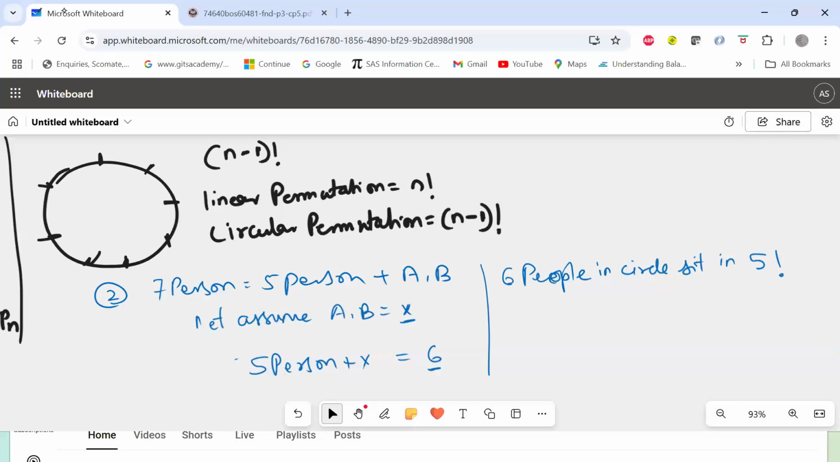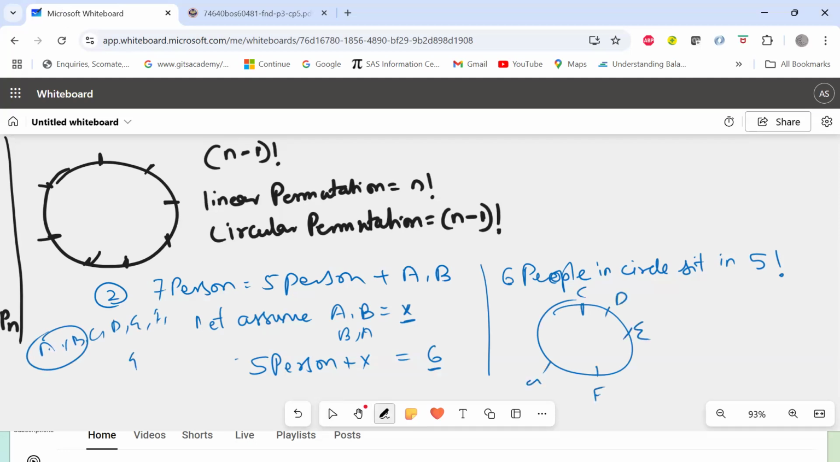Now I want A and B to sit together. So it can be like this: it can be AB or it can be BA also. Imagine there are 7 people: A, B, C, D, E, F, G. These are 7 people, and you want A and B to be together. So you have C, D, E, F, G, and then X.